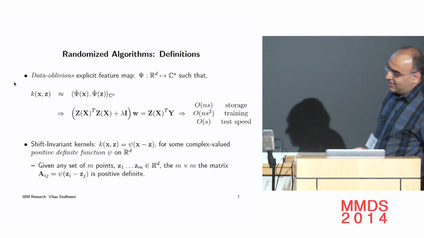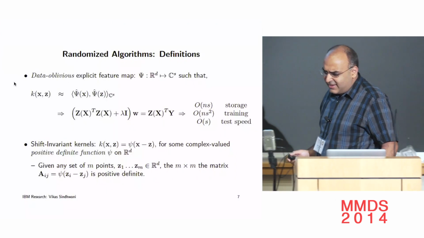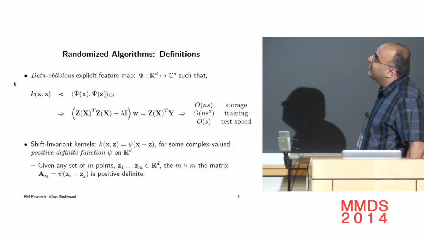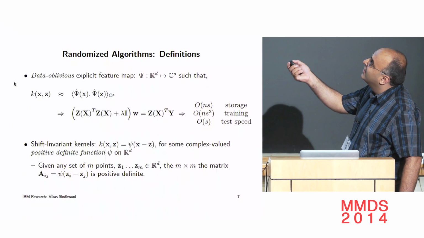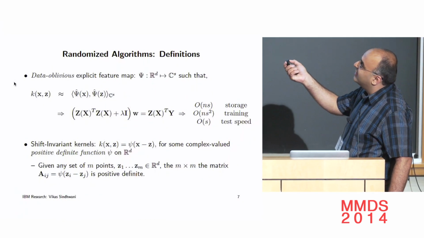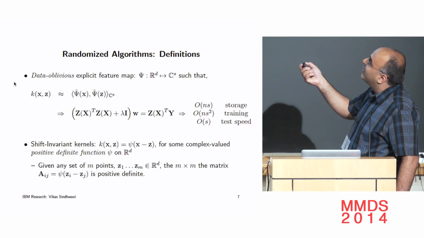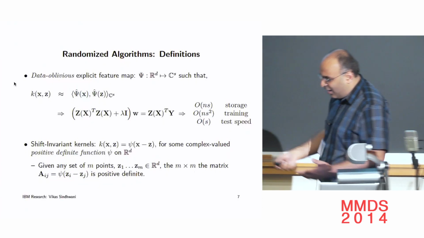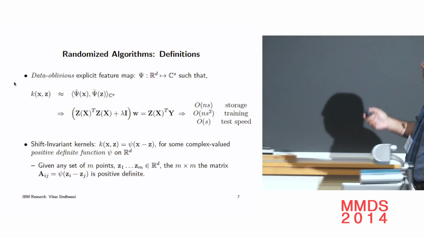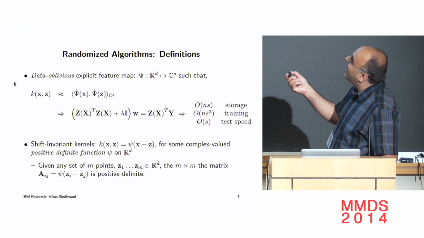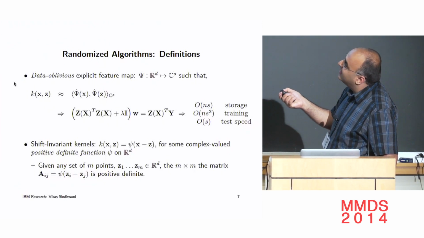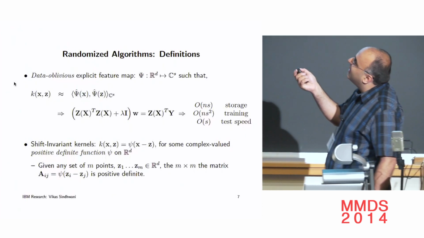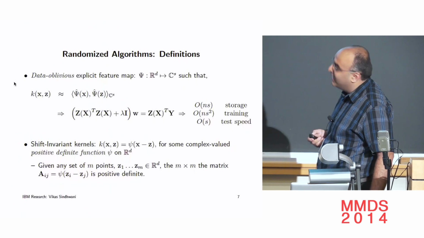So let's talk about randomized algorithms, and there is a large body of work in this area, but we are going to focus on data oblivious feature maps. So these are feature maps psi that will take the input data in R^d and map it to C^s, s complex numbers. And the baggage of working with complex numbers is just for notational convenience. But so you have an explicit feature map psi such that the kernel function can be explicitly written as, or approximately written as, the inner product between psi of x and psi of z.